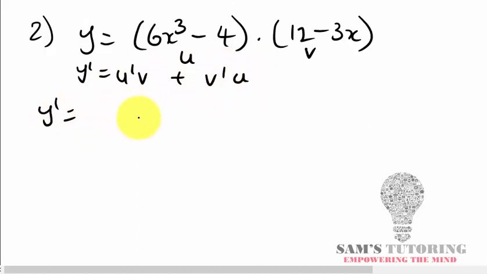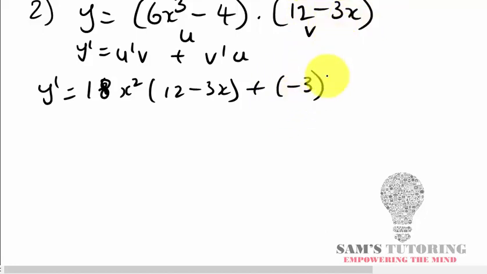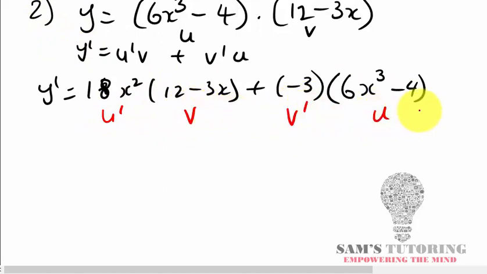y dash equals u dash, 18x squared, v, 12 minus 3x, plus v dash. What's the derivative of 12? It's nothing. What's the derivative of negative 3x? That's minus 3. Note how I still use brackets because I know it's going to be multiplied by two terms here. 6x cubed minus 4. Just have a look at this in a different color. So this was u dash v, v dash u.